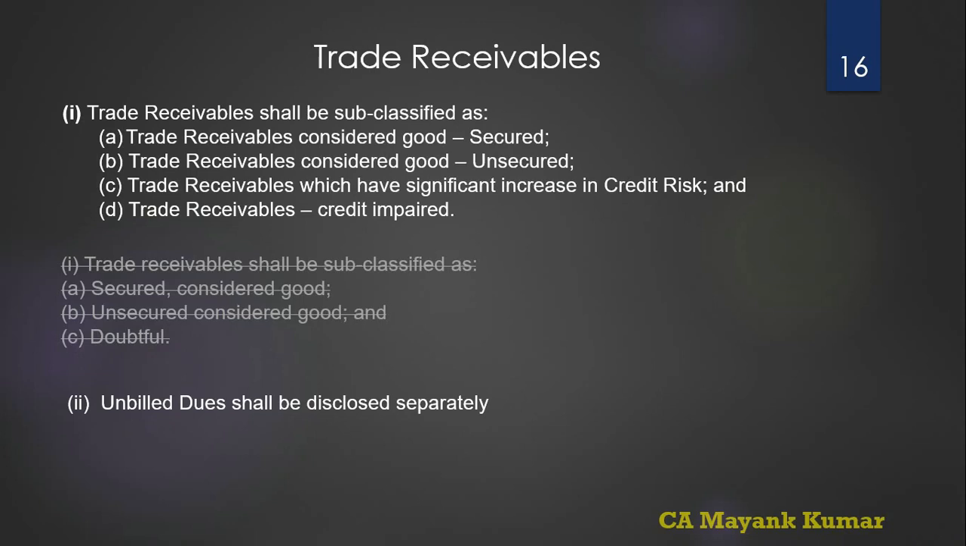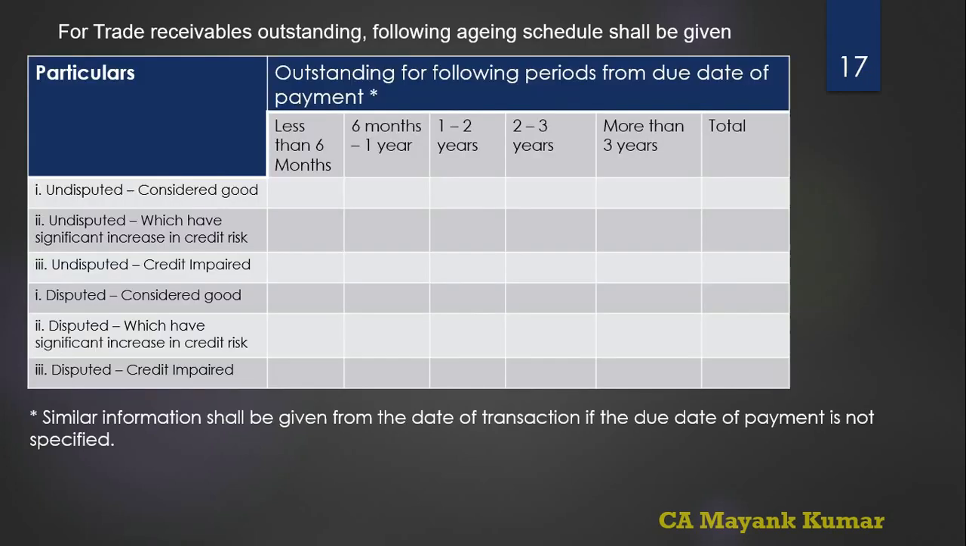Next comes trade receivables. Trade receivables, which were earlier sub-classified into three categories, now have been extended to four, and some words have also been changed. And the unbilled dues shall also be disclosed separately, for which the bill has not been raised. And for trade receivables, an aging schedule is also required to be reported, which the management is reviewing on a quarterly basis or monthly basis.